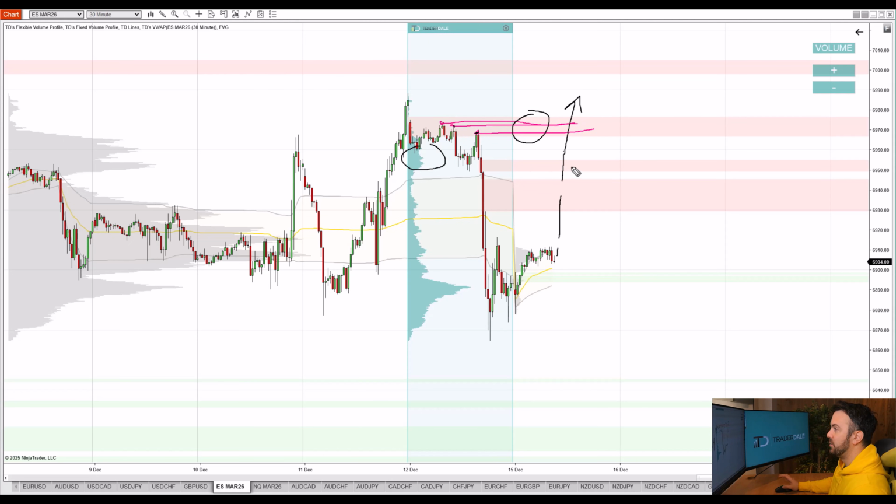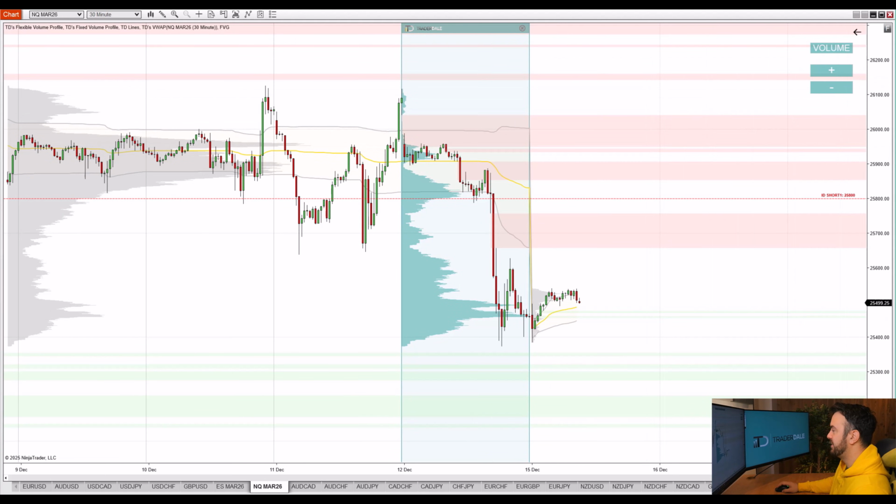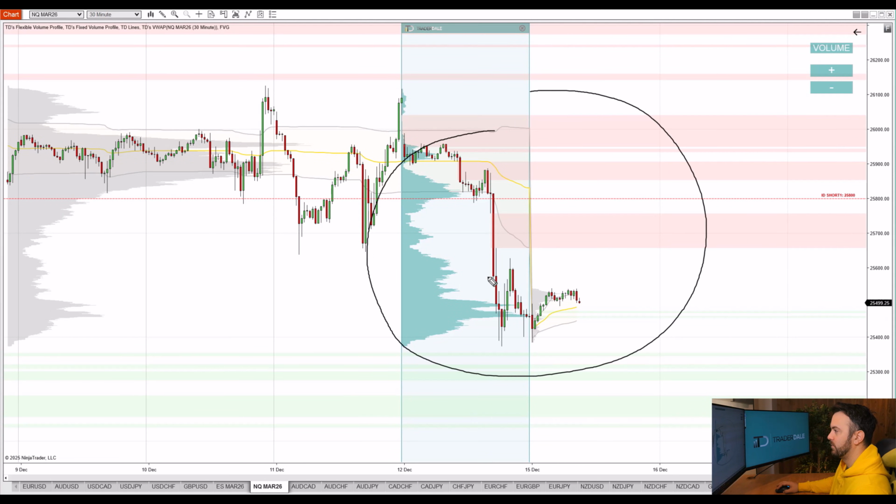All right, so that's why I don't have a short level from this heavy volume cluster here on the ES, because it simply doesn't look as good as the same thing here on the NQ. All right, on the NQ it simply looks better. So I'm only going to trade this on the NQ.